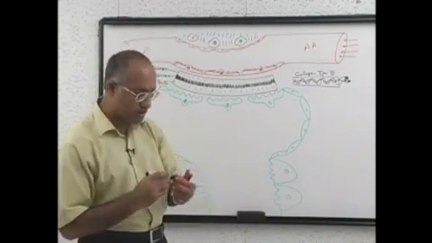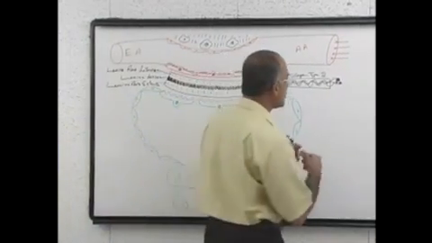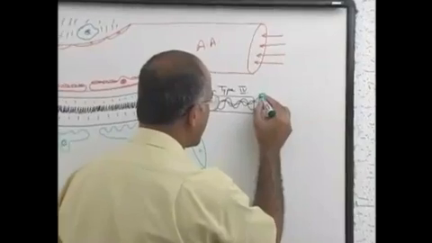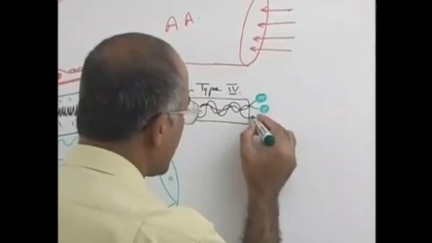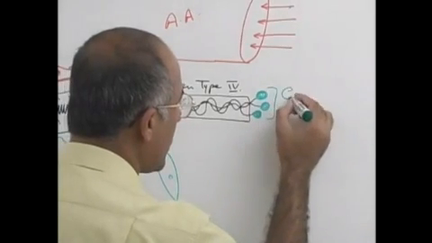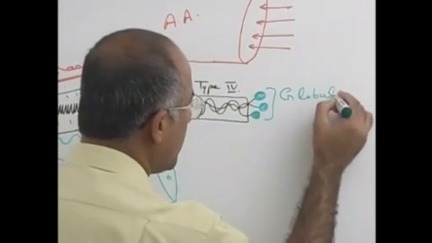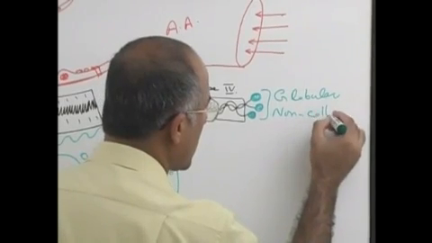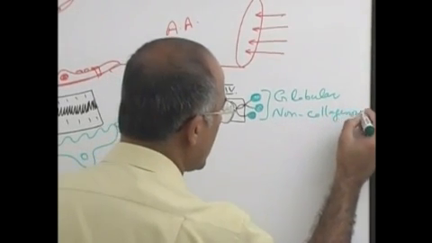And this is very important to understand. This part of these peptide chains, this part of the peptide chain is called globular non-collagenous component.